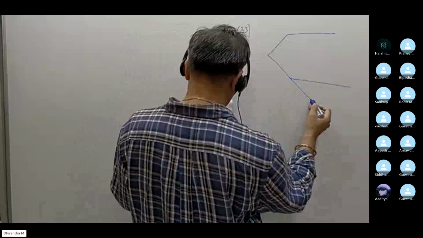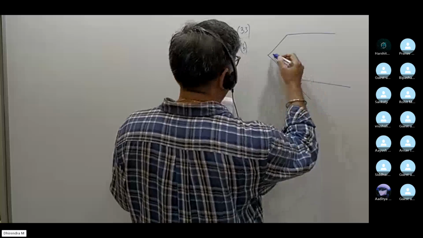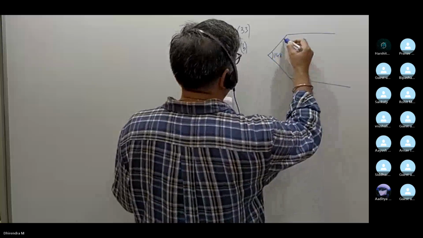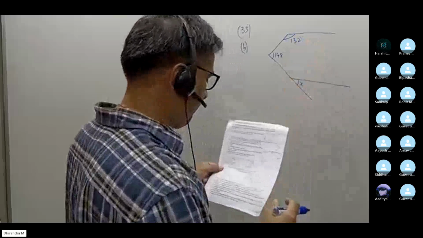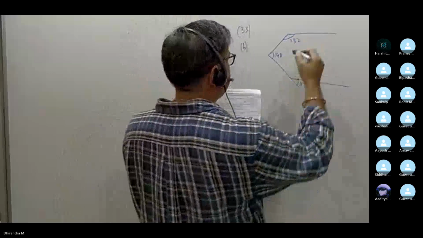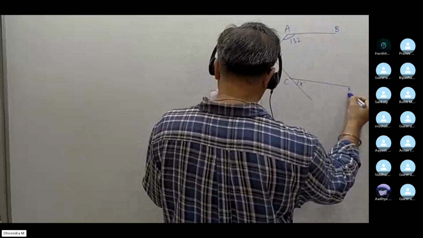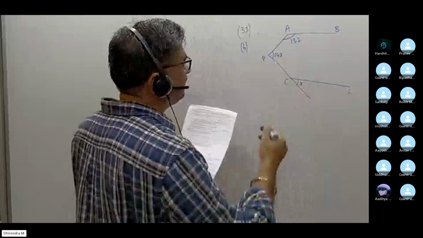Something like this. This is extending. This is X. 148. This is 132. AB, CD, AB, CD, and this is P. Okay, let's see what all.